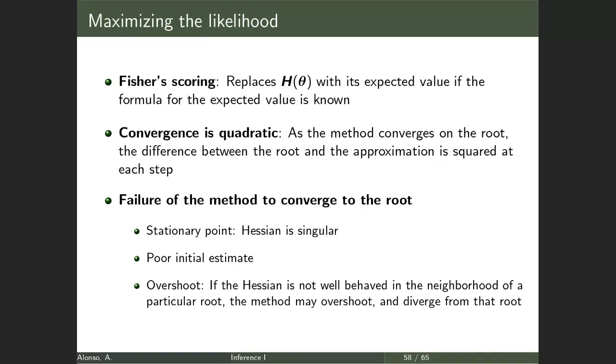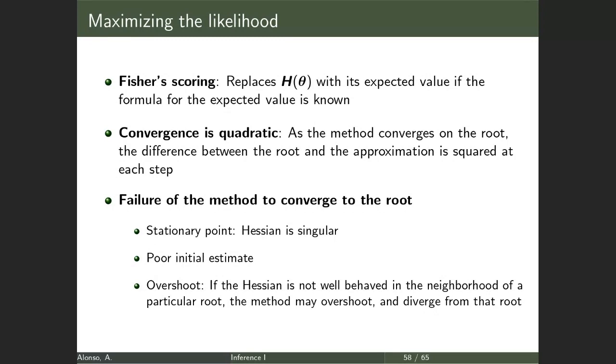Now, Newton-Raphson has a number of nice properties. For instance, convergence is quadratic. And that means that as the method gets closer and closer to the root, to this real zero, the difference between the root and the approximation is squared every time. So it accelerates, if you want.